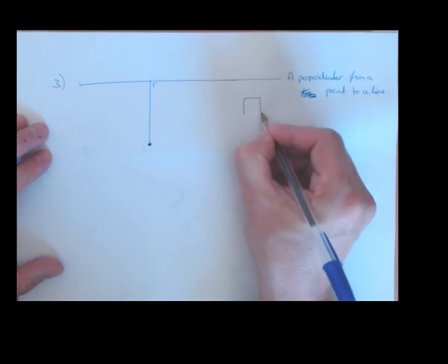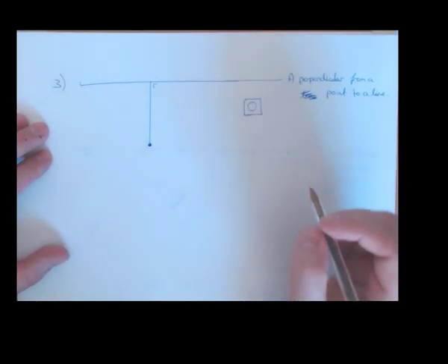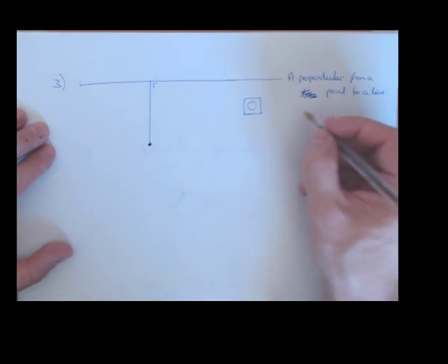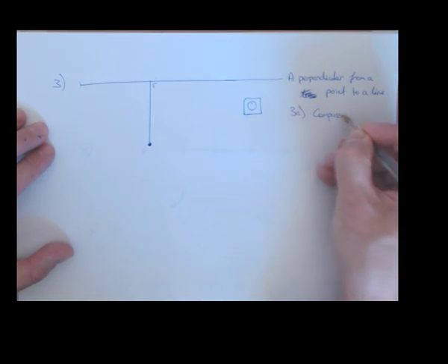Why was there an image of a target? The reason there's an image of a target is there are 2 ways to do this. So 3A is using a compass, and a compass is for drawing circles.